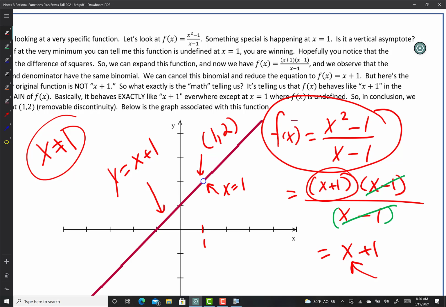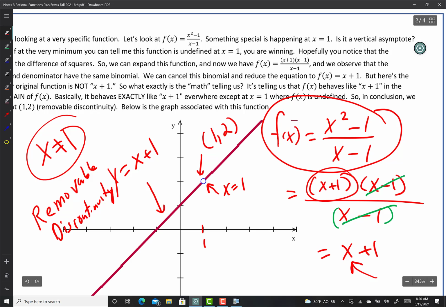If you are looking for the technical word instead of hole, because you don't like the word hole, the technical word is called removable discontinuity. What is a hole called? Yeah. So if you want to be mean to someone, you're a removable discontinuity. Oh, that's an inside joke. Never mind. I'll stop.